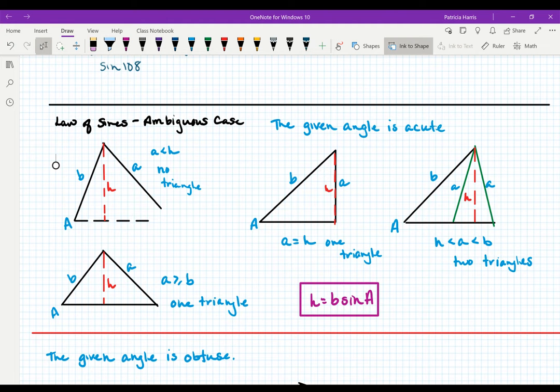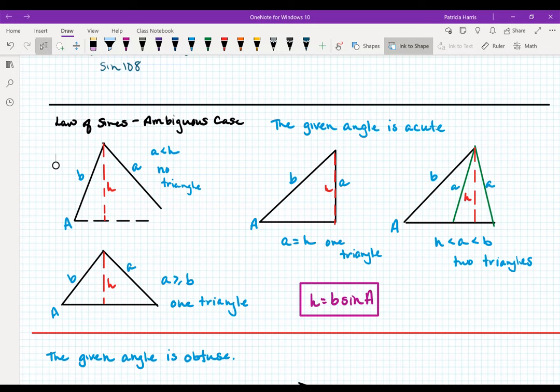So, the first question you must ask yourself is: is that angle acute or obtuse? Because that's going to determine what kind of situation you're dealing with. If the angle is acute, you need to find the height of your triangle. The height of your triangle is given by the formula h equals b times sine of A, so the adjacent side of your given angle times the sine of that angle. Then, depending on the relationship between the given sides and the height, it's going to determine what situation you have.